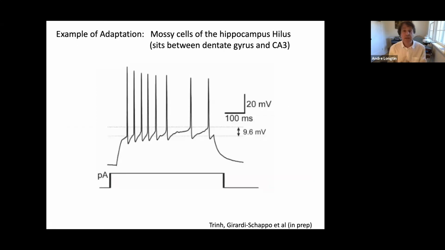All right, now this is an example of an adapting cell. This is from the mossy cells of the hippocampus. They sit between dentate gyrus and CA3. What you can see is that you turn on a stimulus, a step input, and you get fast firing that slows down. If you measure the thresholds carefully, you'll see that over 8 spikes here, the threshold has gone up by about 9.6 millivolts.